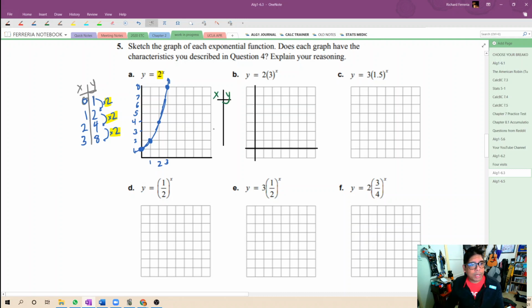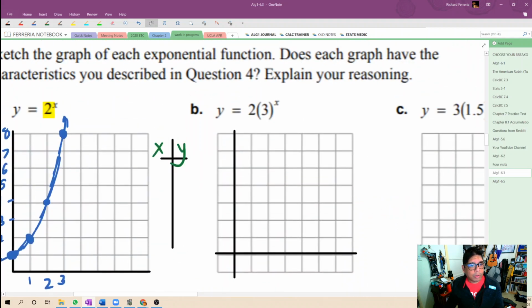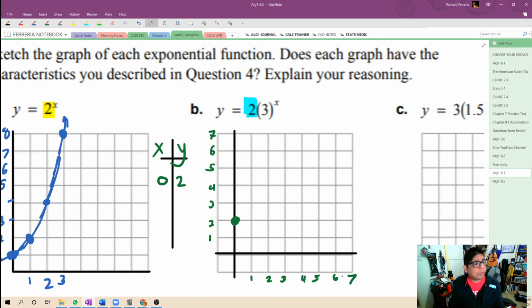Setting up for letter B now. Let's zoom in there. All right, that's a little better. Okay, so setting up for B now. This time we do have ourselves a y-intercept, and it is 2. That means when x is 0, the y-coordinate is going to be 2. And that gives us our first point on our exponential curve, 0, 2.